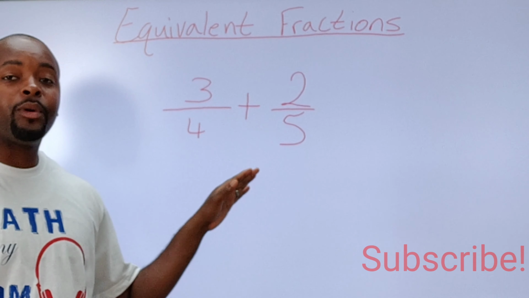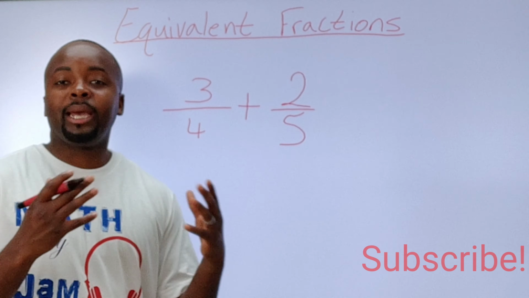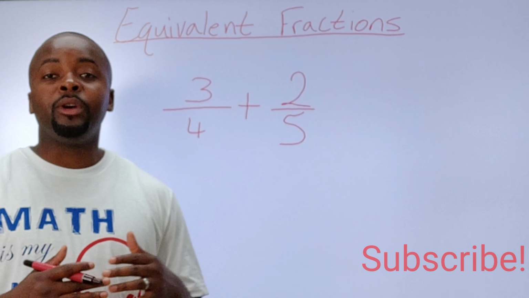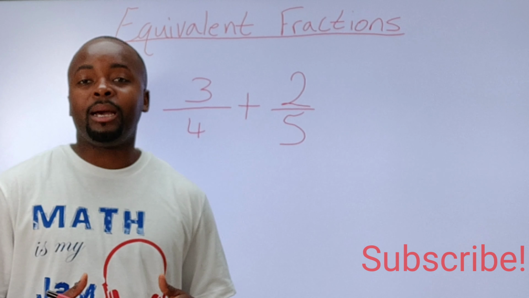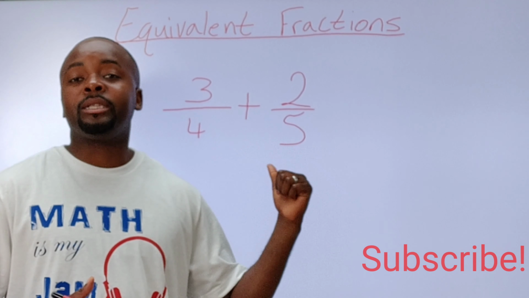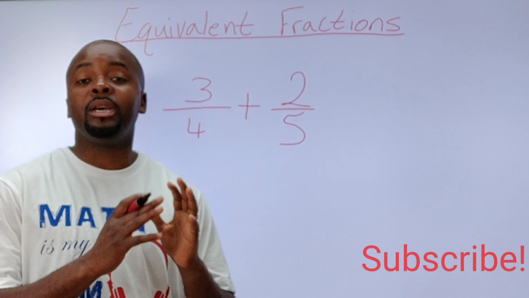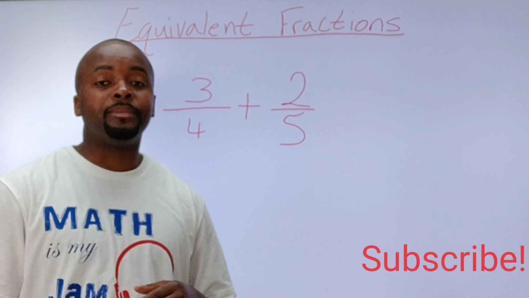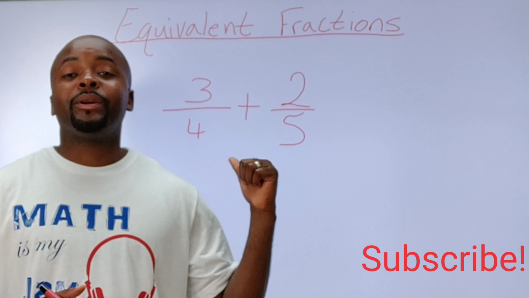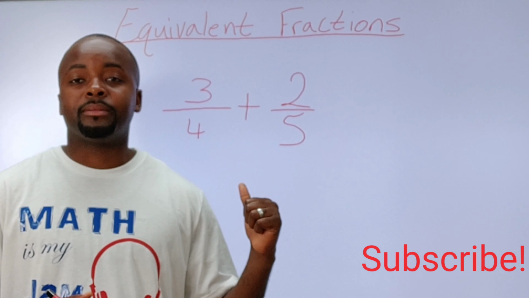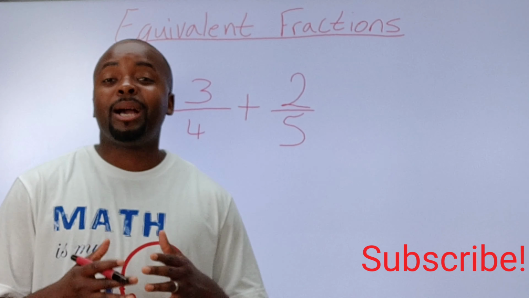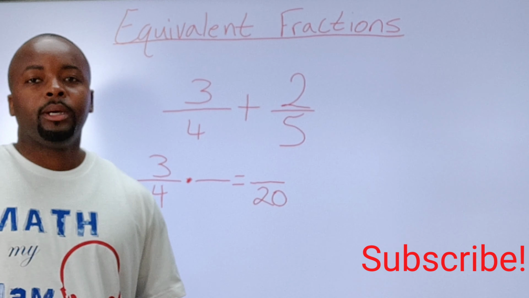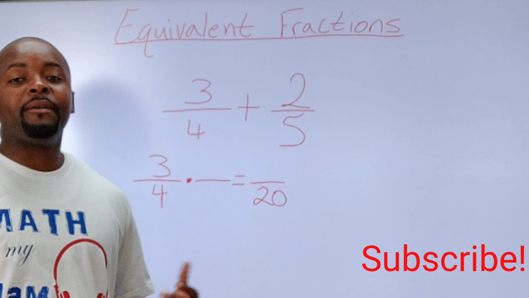Today we have 3/4 plus 2/5. As you know from our previous video, we have to find our least common denominator, and then we can go ahead and turn these into equivalent fractions before we can actually add them. So go ahead at home, find your least common denominator. In this case, our least common denominator is 20. And so you're going to set it up like I have here behind me.